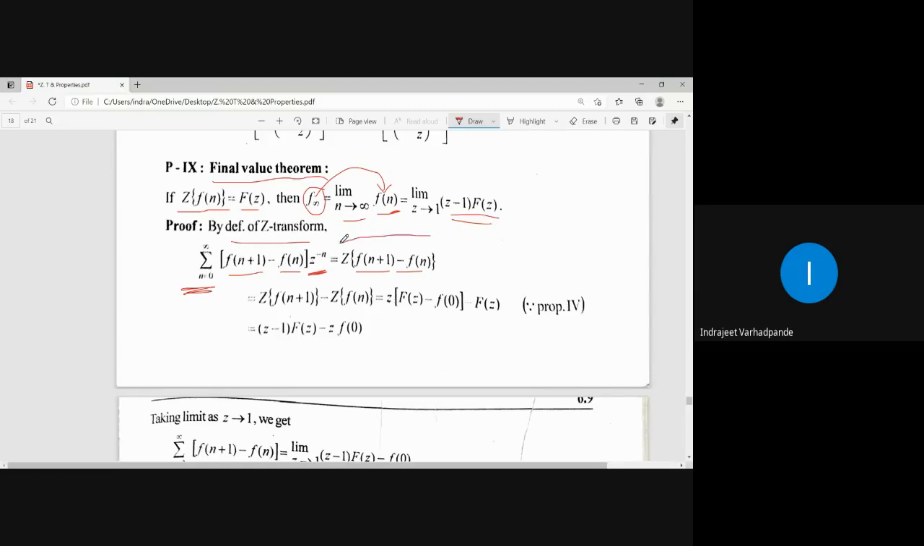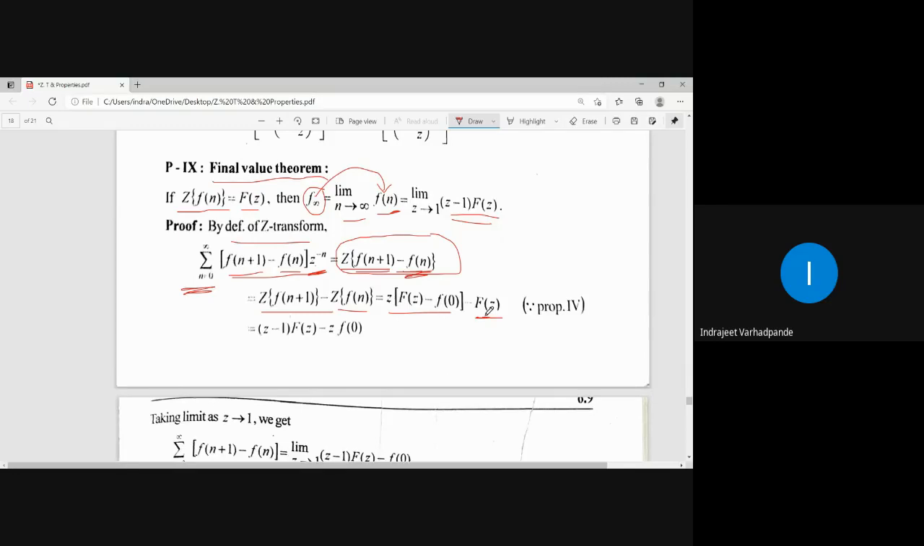So we have to start the proof by considering the z transform of the n plus 1 sequence minus f of n, which by definition is given as summation over that into z to the power minus n. Now I know what z of f of n is going to be. Apply the linearity property. It is z of f of n plus 1 minus z of f of n. Now z of f of n plus 1 is this value by the left shifting property, and z of f of n is f of z.